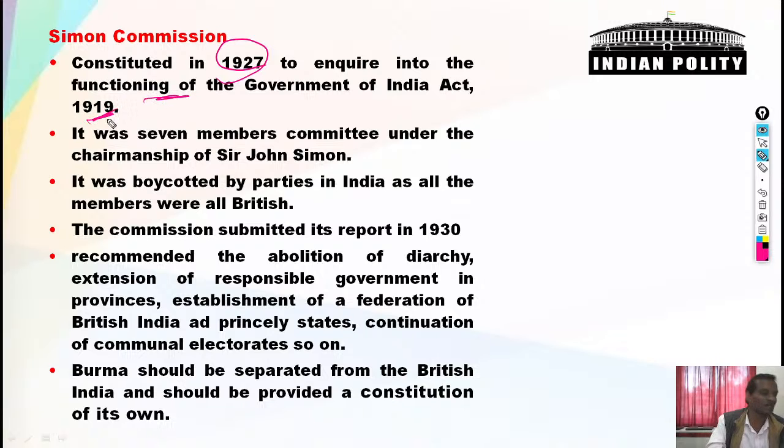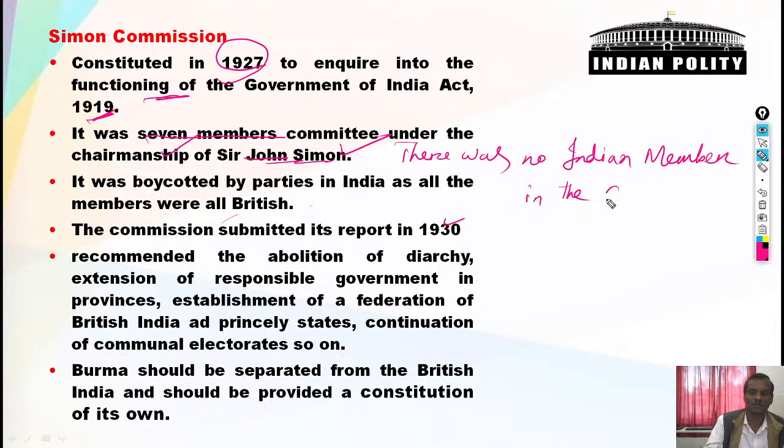the 1919 Act. It was a 7-member committee, and John Simon was the chairperson. It was boycotted because there were no Indian members. The commission submits its report. There was no Indian member in the committee.